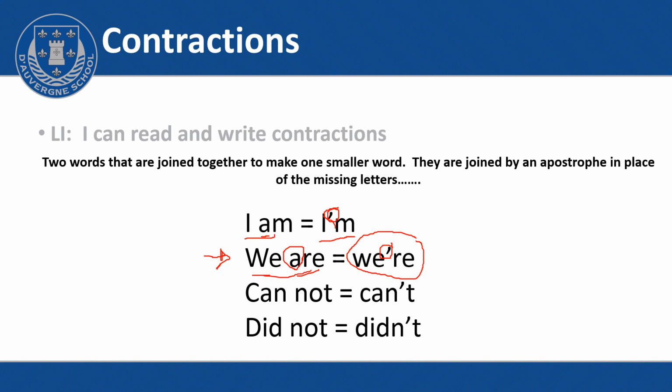And the third example I've got here is cannot. That contracted down forms the word can't. And the apostrophe is in place of the letters that are missing, which is the N and the O. And lastly, we've got the example did not. Contracted down to form one word, we get didn't. And the apostrophe again is in place of the letters that are missing, and in this case it's just the one letter, which is the O.